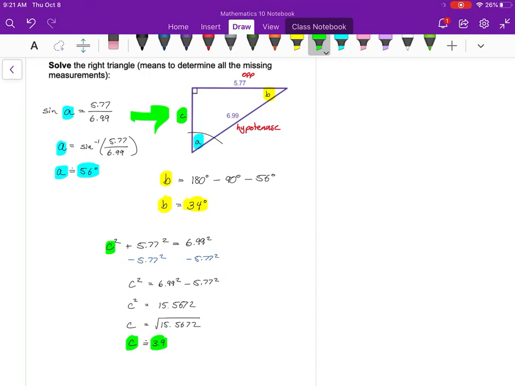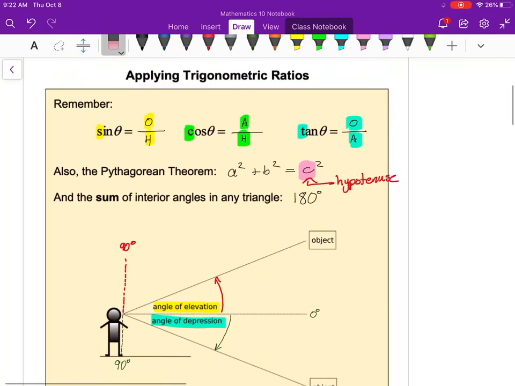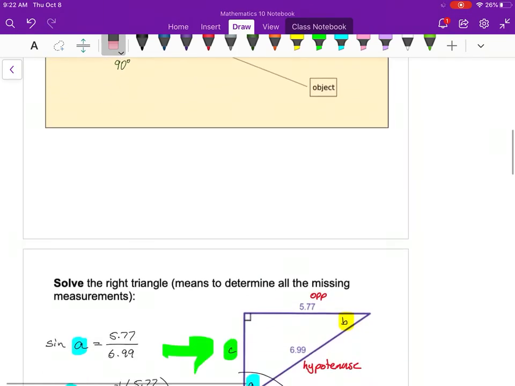The two angles are one's 56 degrees, one's 34 degrees. All right, before I go on, I could have done this in a different order. I didn't have to use the Pythagorean theorem here. I wanted an example that kind of showed all three of the things I mentioned up here, right? Trig ratios, Pythagorean theorem, and the sum of all angles.